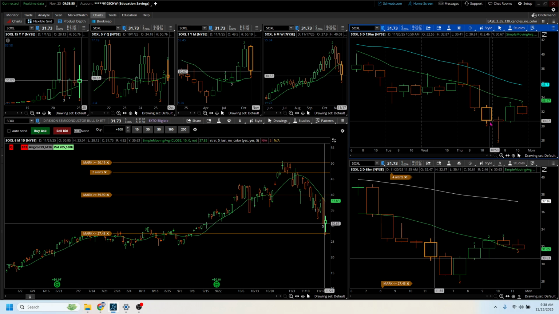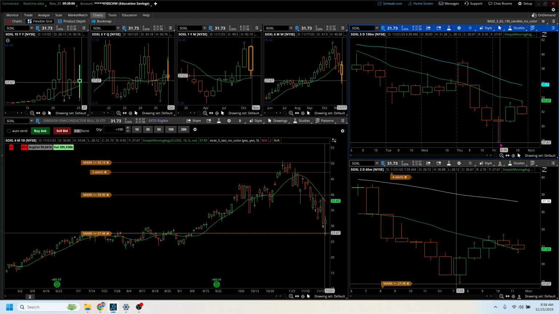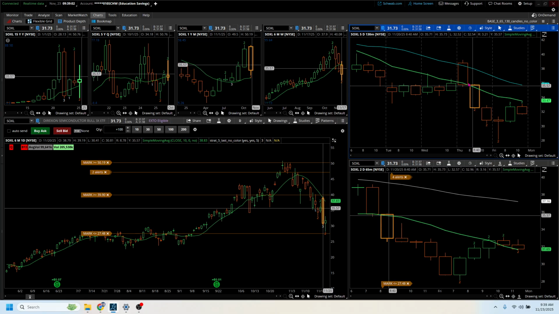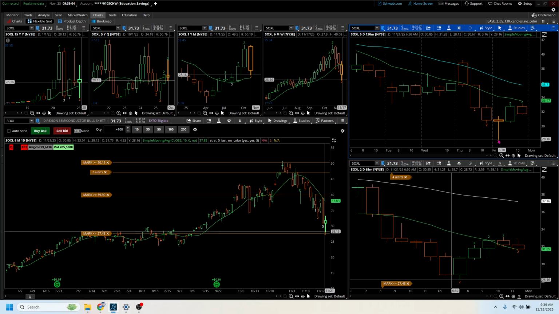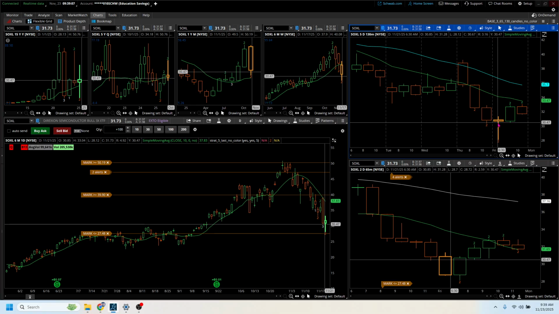Because it's a 222 continuation. And then on Friday, this would have been a really good trade too, because we don't chase 222 continuations. We wait for the reversal to set up.